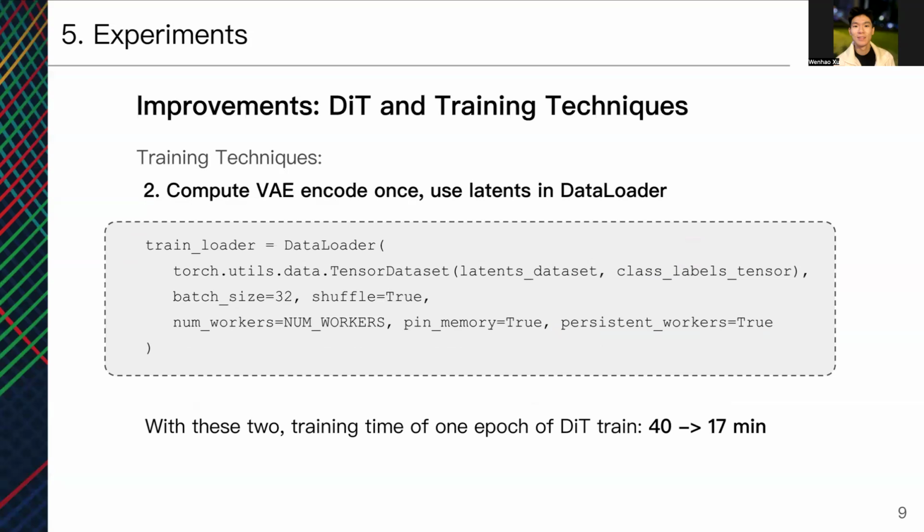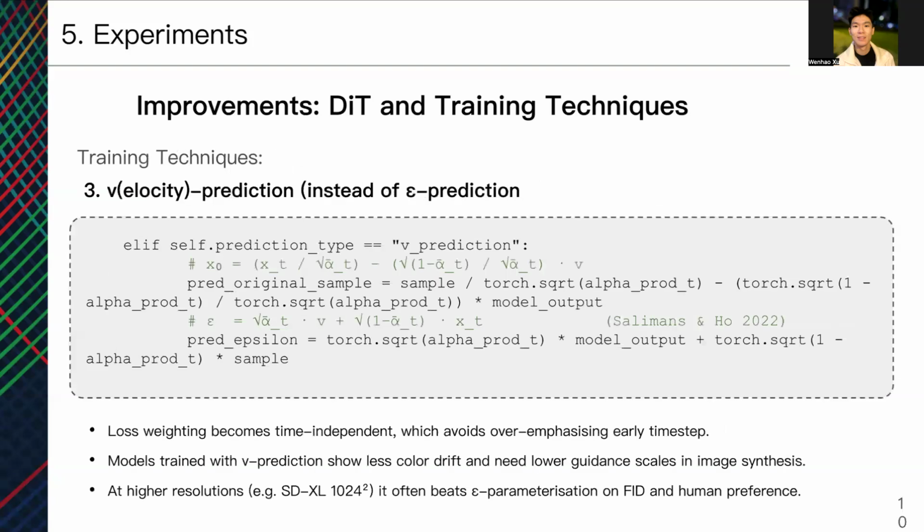Then we use the V prediction instead of the epsilon prediction, because this makes the loss weighting time independent and avoids overemphasizing early time steps. Also, the model with V prediction shows less color drift and needs lower guidance scales. And at higher resolutions, it often beats the epsilon prediction on FID and also human preferences.